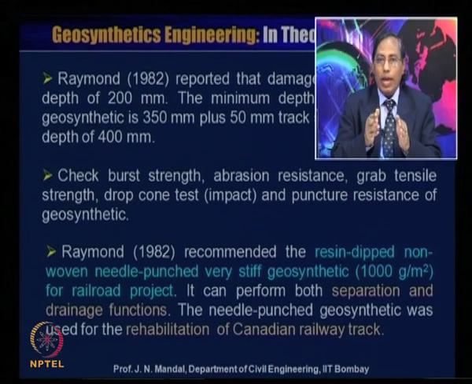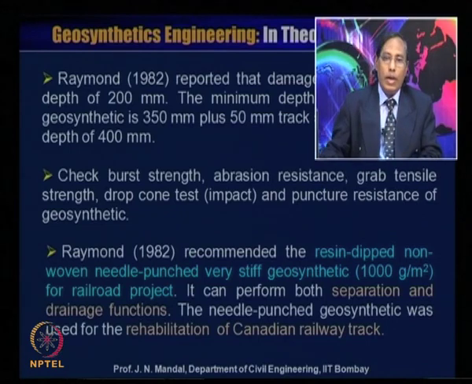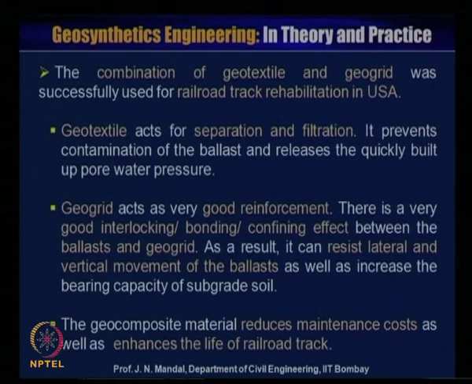Check the burst strength, abrasion resistance, grab tensile strength, drop cone test, impact, and puncture resistance of geosynthetics. Raymond 1982 recommended the resin dipped non-woven needle punched geosynthetics of 1000 gram per meter square for railroad projects. It can perform both separation and drainage function. The needle punched geosynthetics was used for the rehabilitation of Canadian railway track. The combination of geotextile and the geogrid was successfully used for the railroad track rehabilitation in USA. Geotextile acts as a separation and filtration.